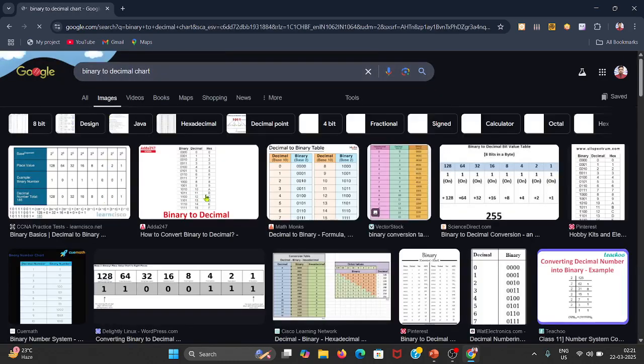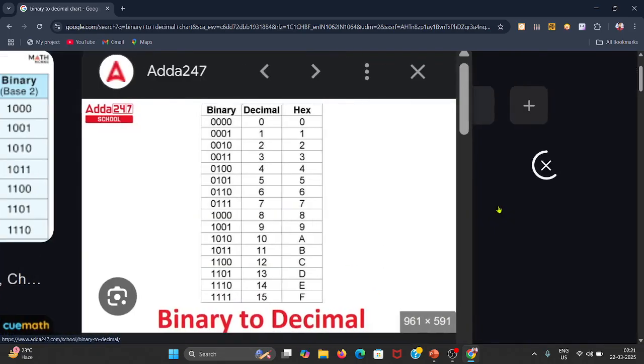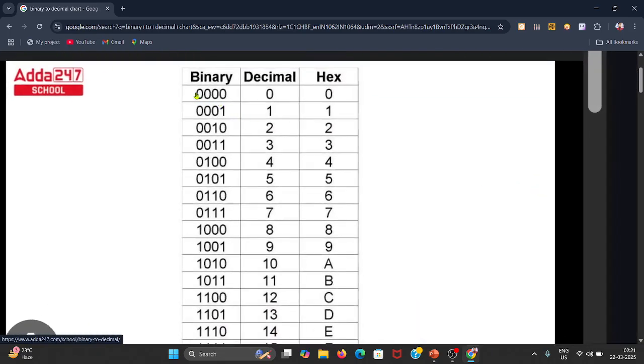Let's see. Yeah, so this is the chart. If you know about this, let's see the chart at first. So 0 0 0 0, what is the decimal form? 0 0 0 1 means 1, representing 1. 2 is represented by 1 0. Okay, 3 is represented by 1 1.